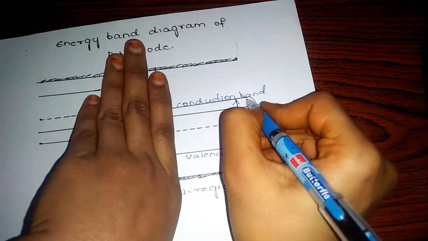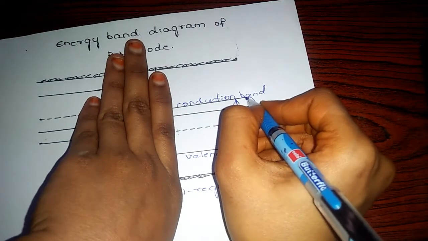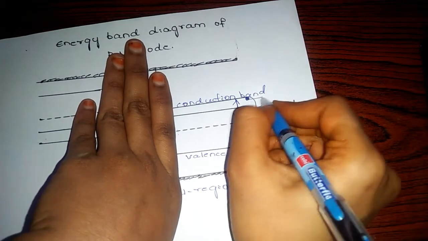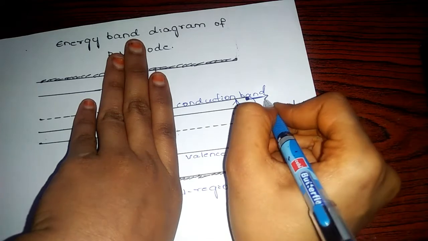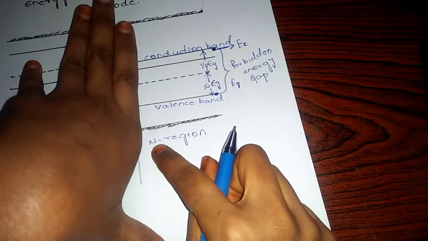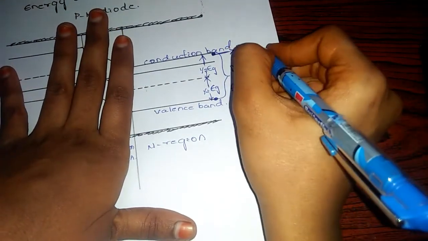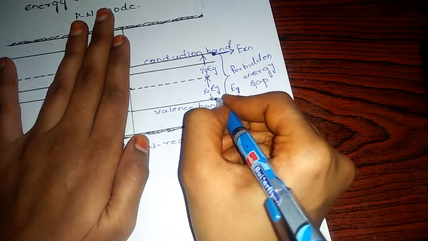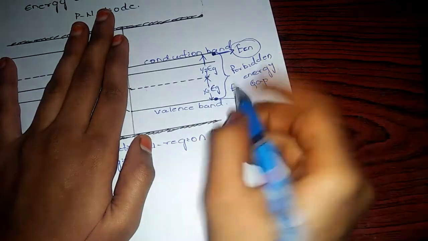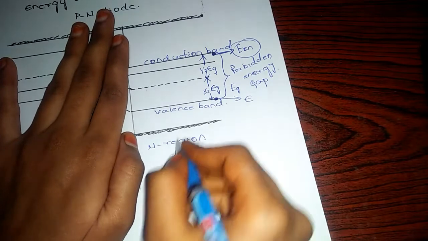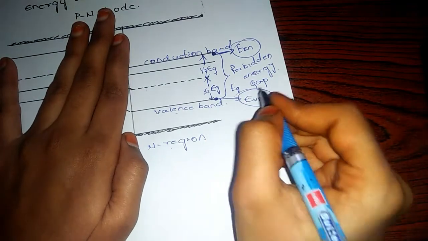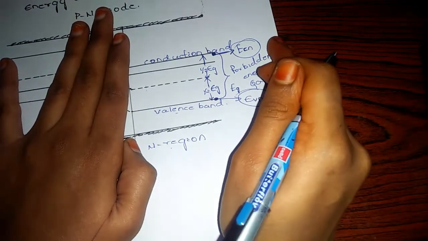So here we have two edges. This edge is nothing but the edge of the conduction band, but in the N region, right here. And this is the edge of the valence band, but in the N region. Just give that notation. Okay, we are done here.